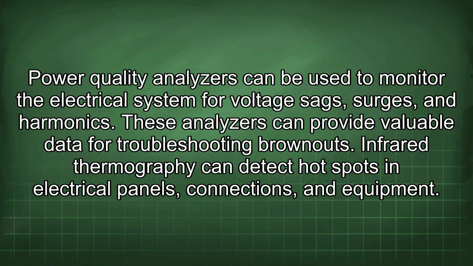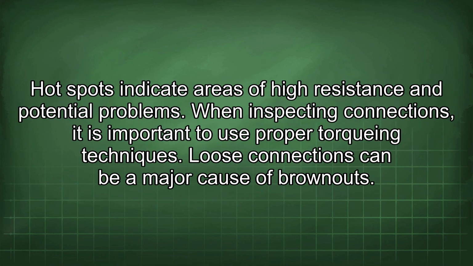Power quality analyzers can be used to monitor the electrical system for voltage sags, surges, and harmonics. These analyzers can provide valuable data for troubleshooting brownouts. Infrared thermography can detect hotspots in electrical panels, connections, and equipment. Hotspots indicate areas of high resistance and potential problems. When inspecting connections, it is important to use proper torquing techniques. Loose connections can be a major cause of brownouts.